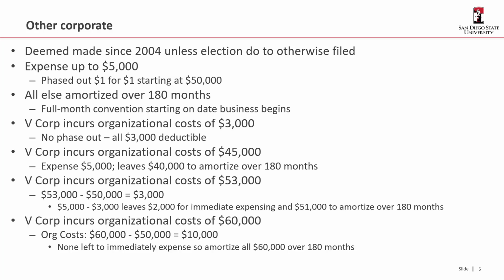And in our last example, V Corp incurs instead organizational costs of $60,000. $60,000 is $10,000 in excess of the $50,000 threshold, which means we have phased completely out of the immediate expensing, which means that all $60,000 will have to be amortized over 180 months.